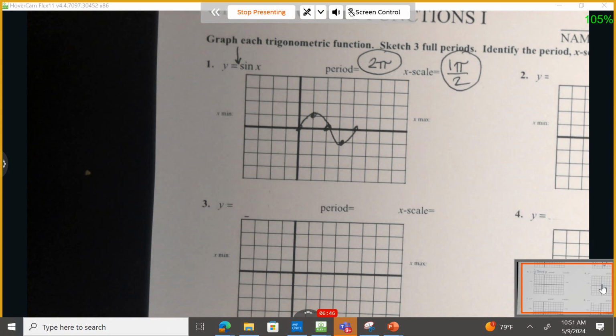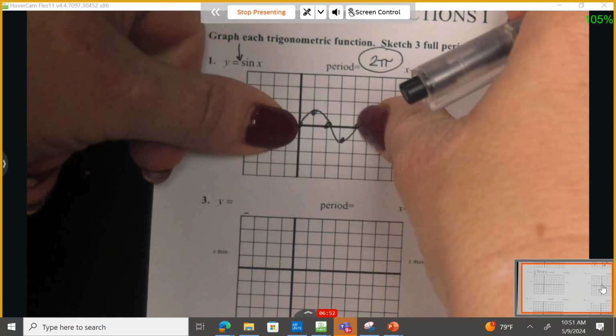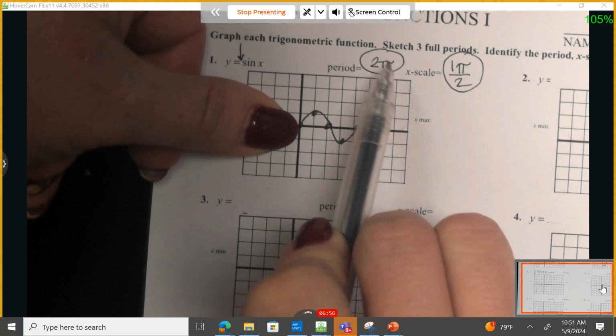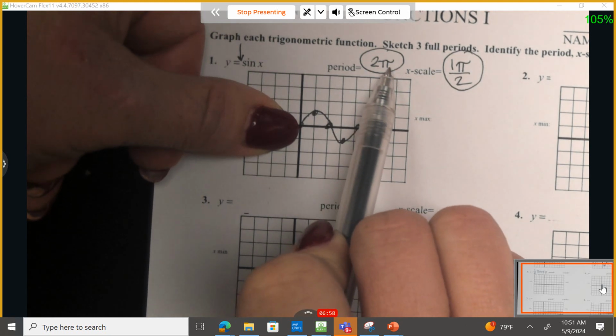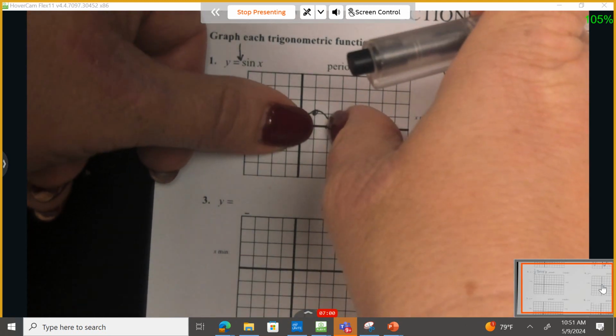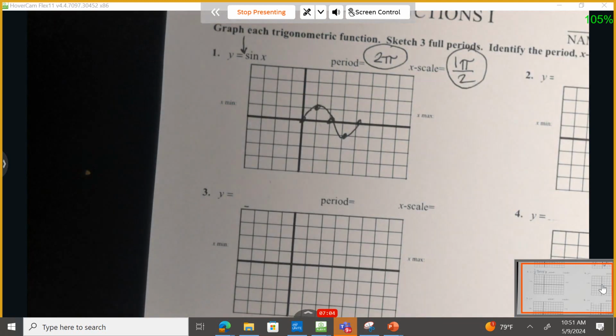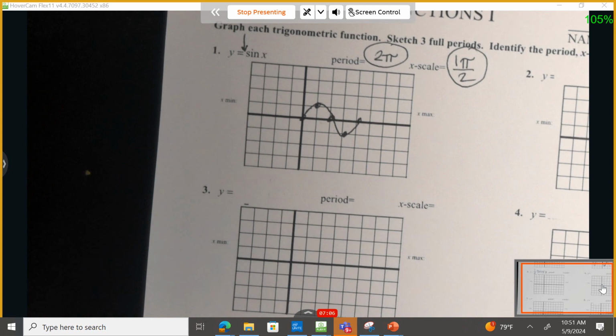That is one cycle. If you were able to take something and measure how long it is from the beginning to the end of the cycle, it is a distance of 2 pi, excuse me. But each one of these steps, from step 1 to step 2 to step 3 to step 4 on the horizontal axis, is a distance of 1 pi over 2.